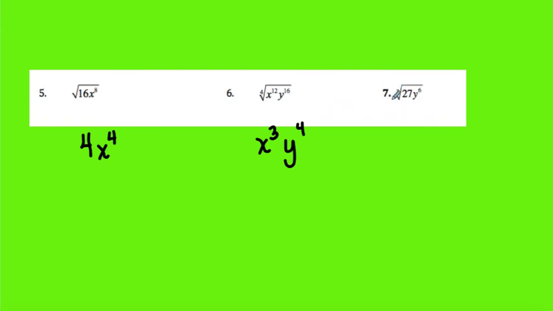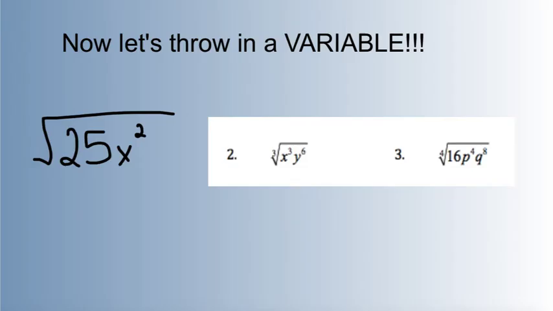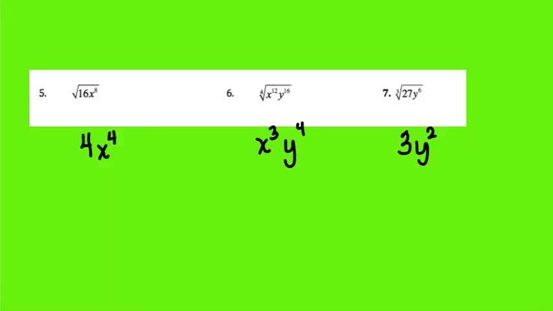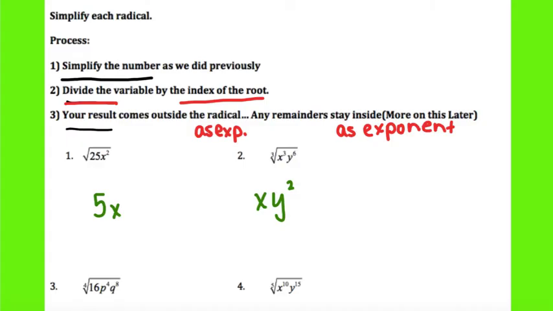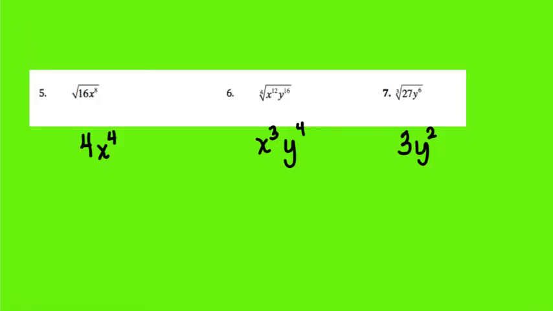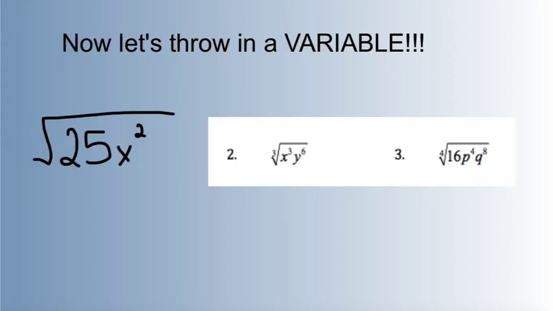All right, the last one, the cubed root of 27. 3 cubed is 27, so the cubed root of 27 is 3. Then we're going to take y to the 6th. We're going to take 6 divided by 3, and we get y squared. There is no remainder, so that comes all out of the radical. Now, what you might have noticed is that all of those worked out really nicely. There were no remainders, and so they came out really, really pretty. That's not always the case, okay?